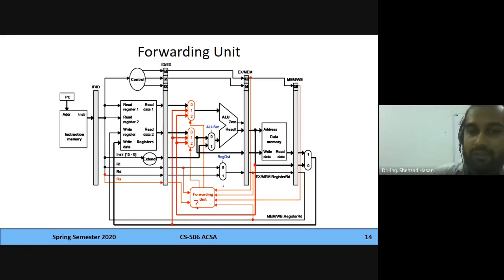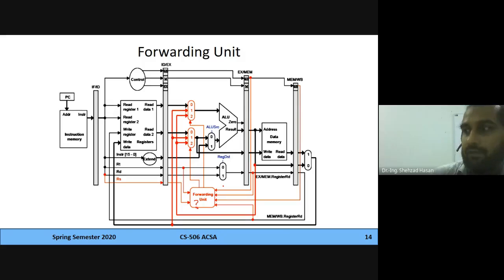If there are any questions up till now, you can ask me. If there is something you need to discuss as well, I'm now going to come to how this forwarding unit is going to decide which input should go to the ALU.